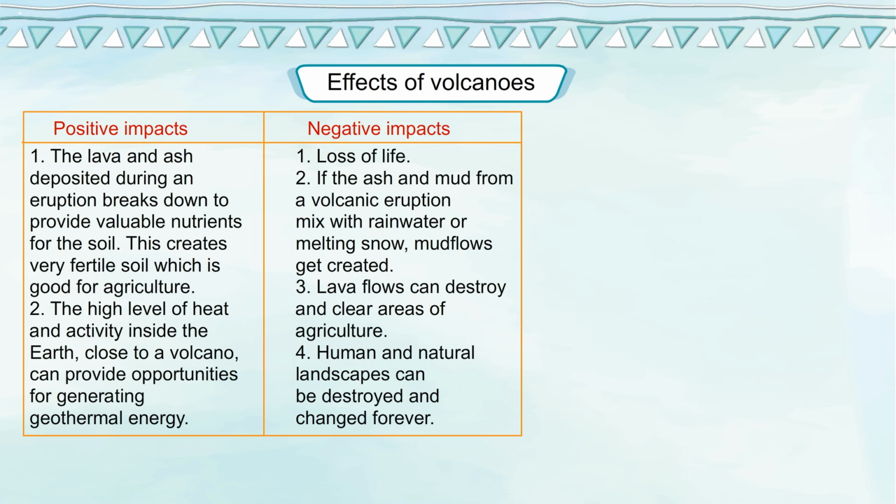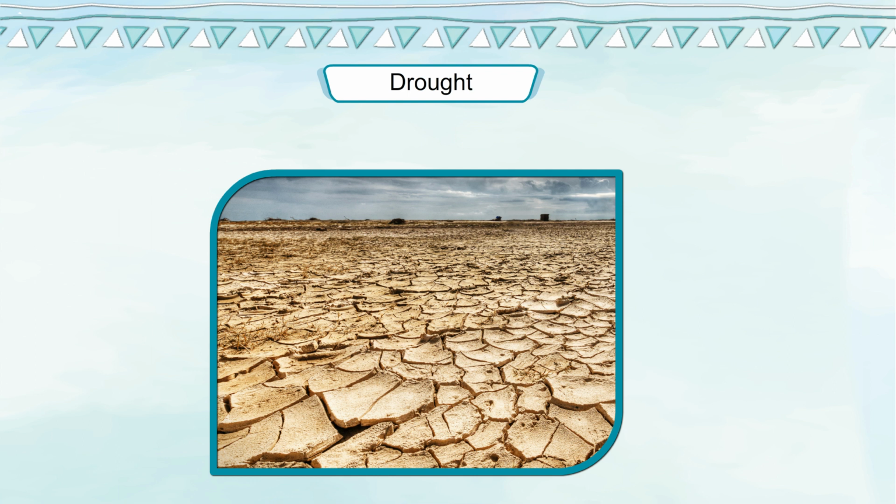Negative impacts. 1. Loss of life. 2. If the ash and mud from a volcanic eruption mix with rainwater or melting snow, mud flows get created. 3. Lava flows can destroy and clear areas of agriculture. 4. Human and natural landscapes can be destroyed and changed forever.